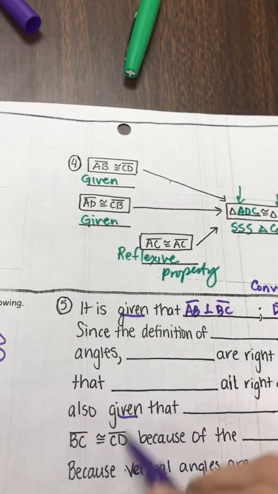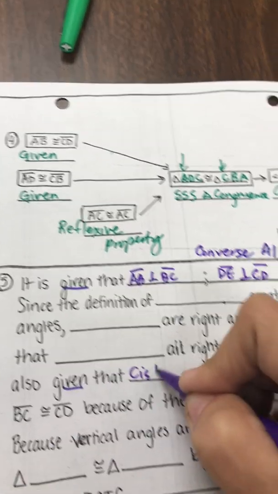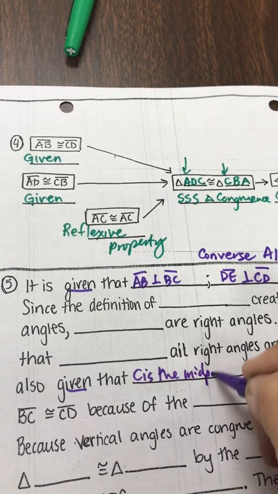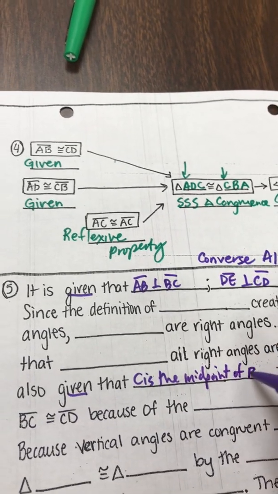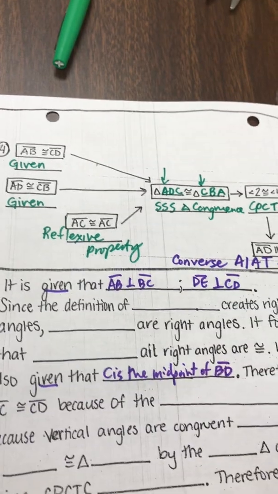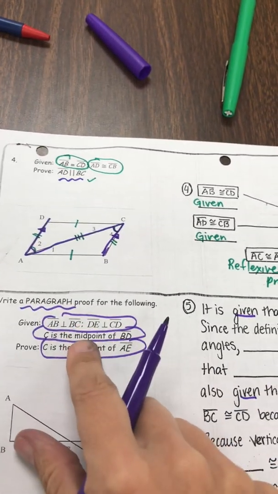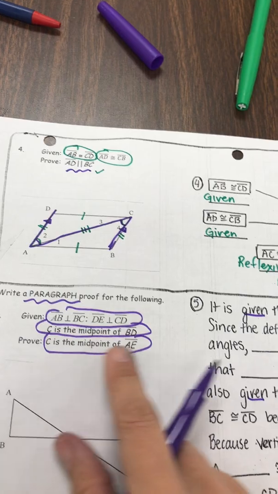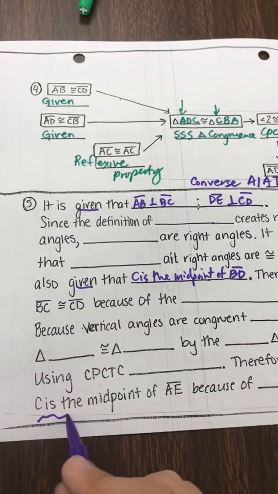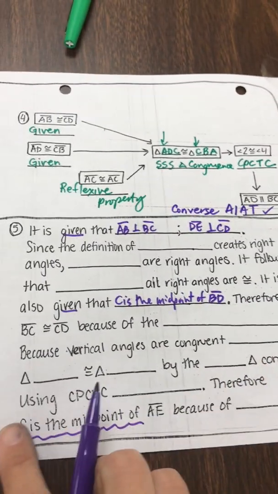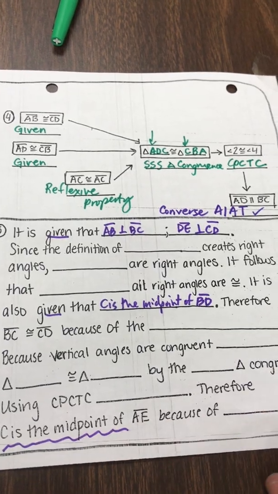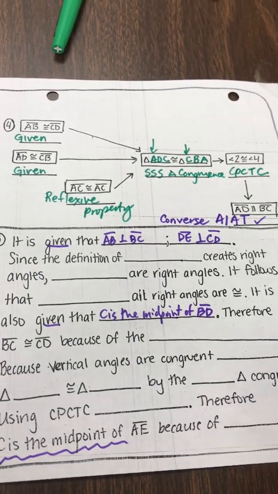And then I'm also given that C is the midpoint of BD. Okay. So those were my two given statements. And then last, I'm supposed to prove that. So that they actually filled in. Therefore, that's the prove statement because, and we can't put prove, we got to put an answer there.